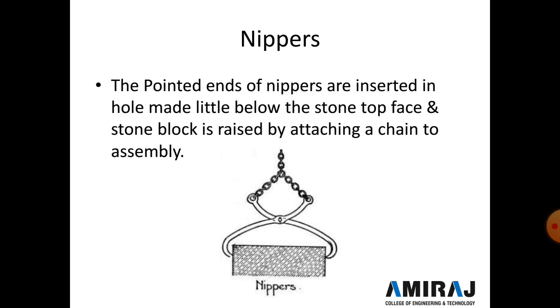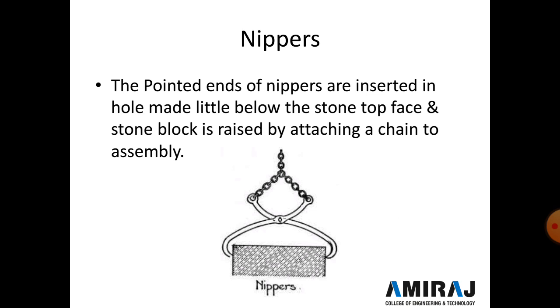Next type of the instrument used to handle the stone or lift the stone, as a lifting appliance, is a kniper. So the pointed ends of a kniper are inserted in a hole made a little below the stone top face, and the stone block is raised by attaching the chain assembly.